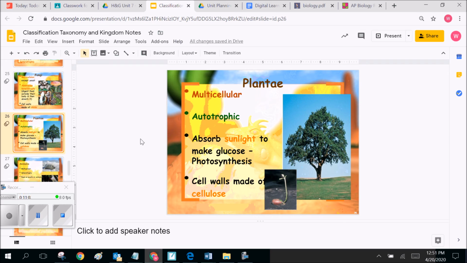Plantae is going to be all the plants. They are usually autotrophic, although I will tell you that some plants are not. Not all plants use photosynthesis. Some are actually heterotrophs, and they feed off of other plants. We'll talk about those a little bit later.